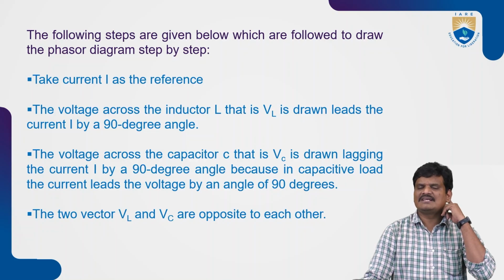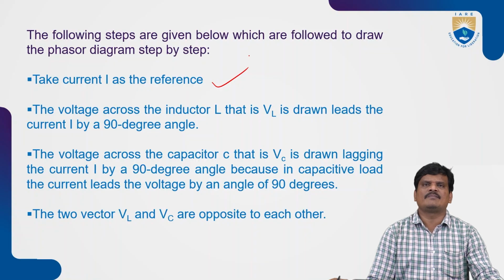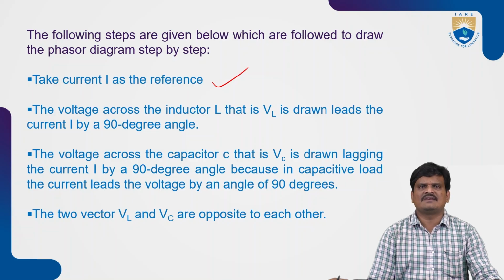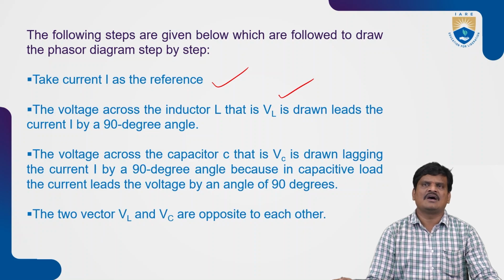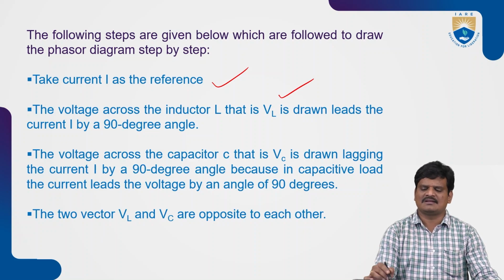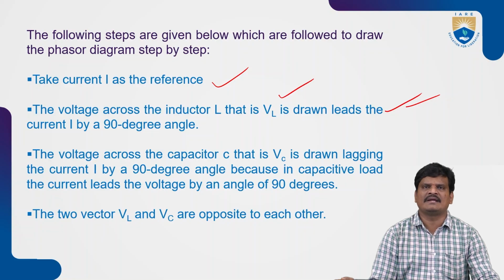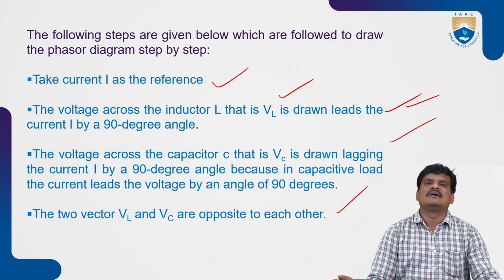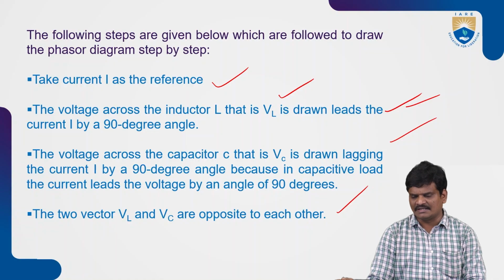This is the procedure, that is how to draw the phasor diagram. First, as it is a series circuit, take the current as a reference. Then, depending upon the properties of the elements connected in the circuit: if it is R, current is always in phase with voltage. If it is L, current lags voltage by 90 degrees, or voltage leads current by 90 degrees. If it is a capacitor, current leads voltage by 90 degrees, or voltage lags current by 90 degrees. Then you can take the resultant vector by taking the sum of the different vectors present in the circuit.